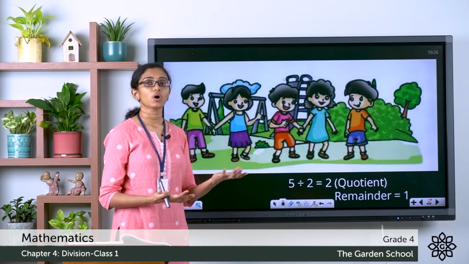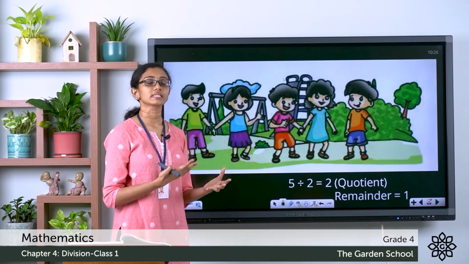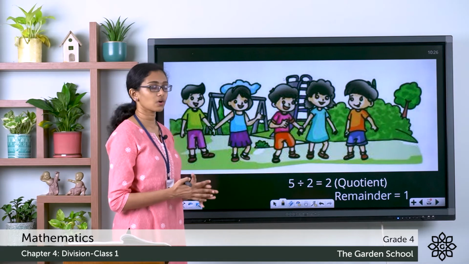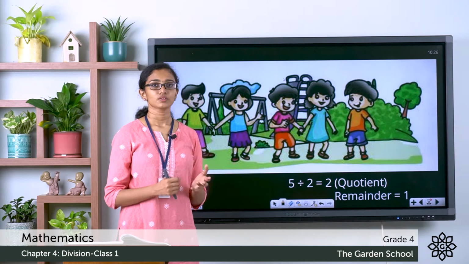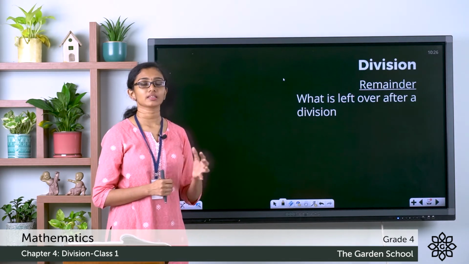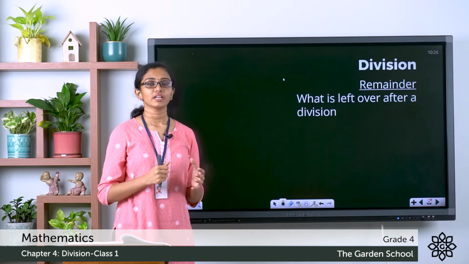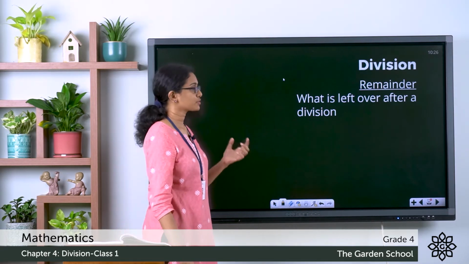So the one remaining, that's called the remainder. So when you divide a whole item or a group of items into groups, what is remaining after the division, that's called the remainder of the division. Here it is 1. So what is a remainder? What is left over after a division? That's called the remainder. Now let's see an example of how to divide numbers using the long division method.